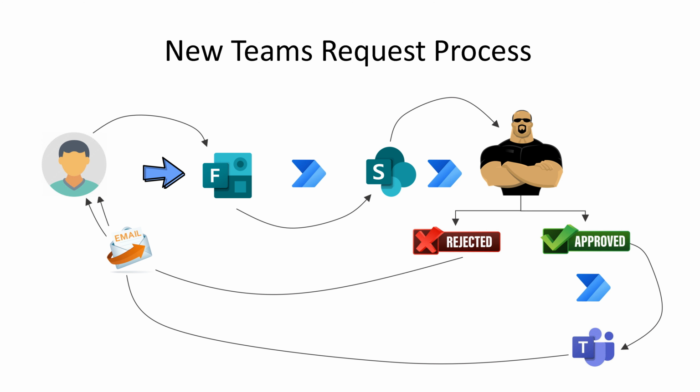But if they say rejected, then they will mention the reason for the rejection as well, and that reason will also be emailed back along with the rejection email to the requester. So that's the kind of process we are looking at, and we are going to automate that today.